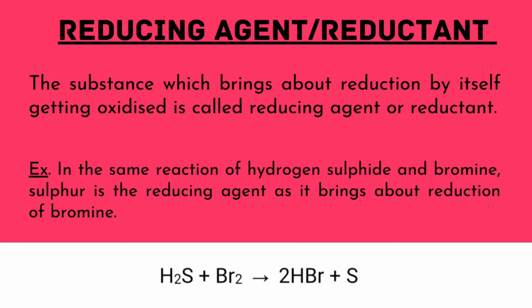The second is the reducing agent, also called the reductant. Exactly opposite to the oxidant, the reductant undergoes oxidation itself to bring about reduction in a chemical reaction. For example, in the same reaction as the one used for explanation of the oxidant, as the sulfur gets oxidized, it causes bromine to be reduced. Therefore, sulfur here is the reducing agent.